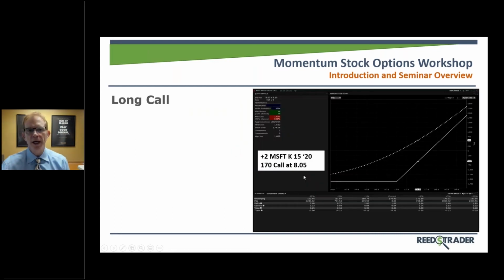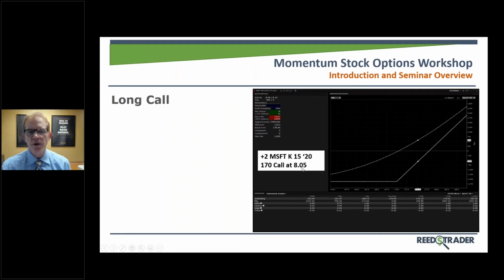So here's a real example. Here we're buying two Microsoft May 15th calls. This is the expiration date, May 15th of 2020. 170 calls at 8.05. We're paying $8.05 for a call.